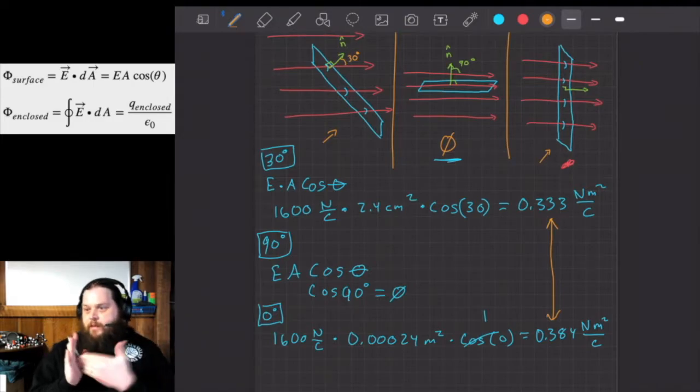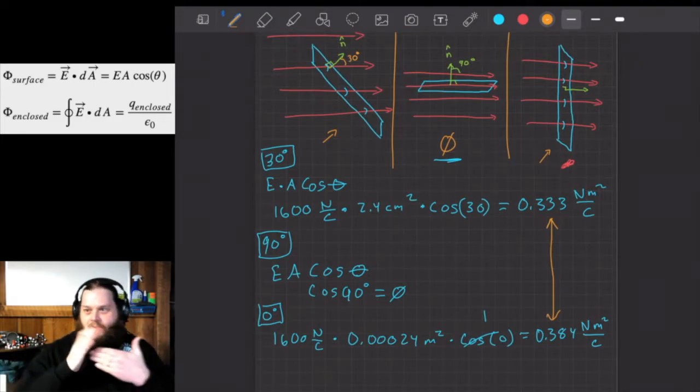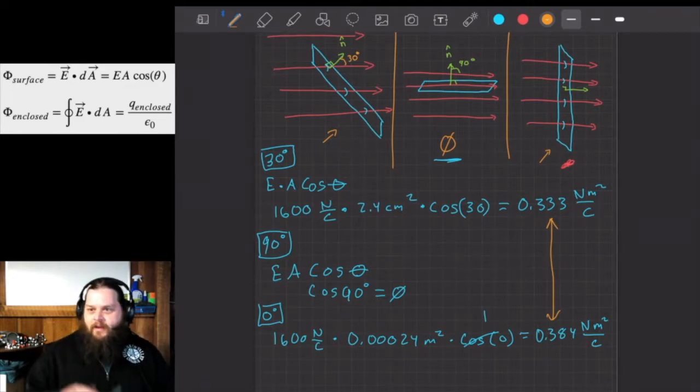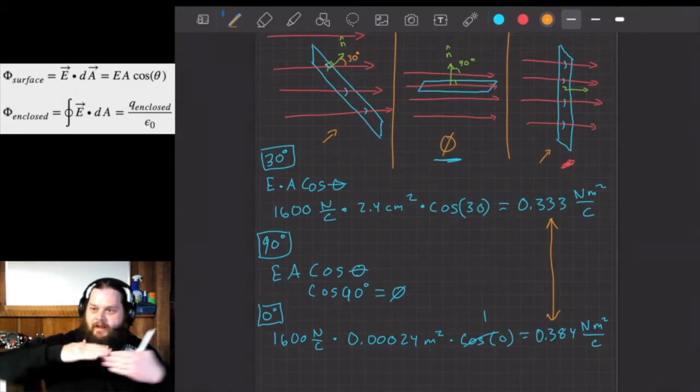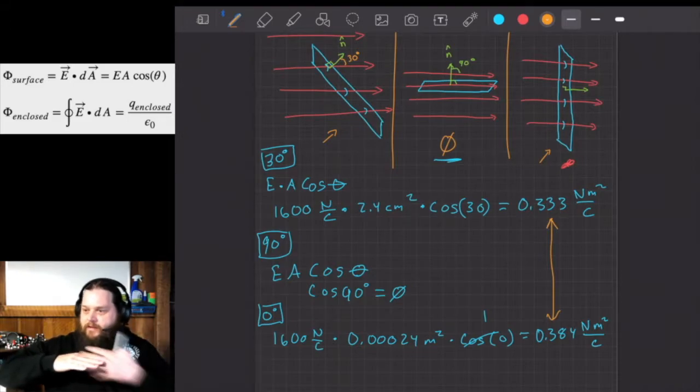And that would actually be the most. If you were to graph the amount of flux you have based on that angle, you have the most flux when it's perpendicular. And then as it gets rotated, it gets less and less until it's flat at 90 degrees. Then no electric field is passing through there at all.